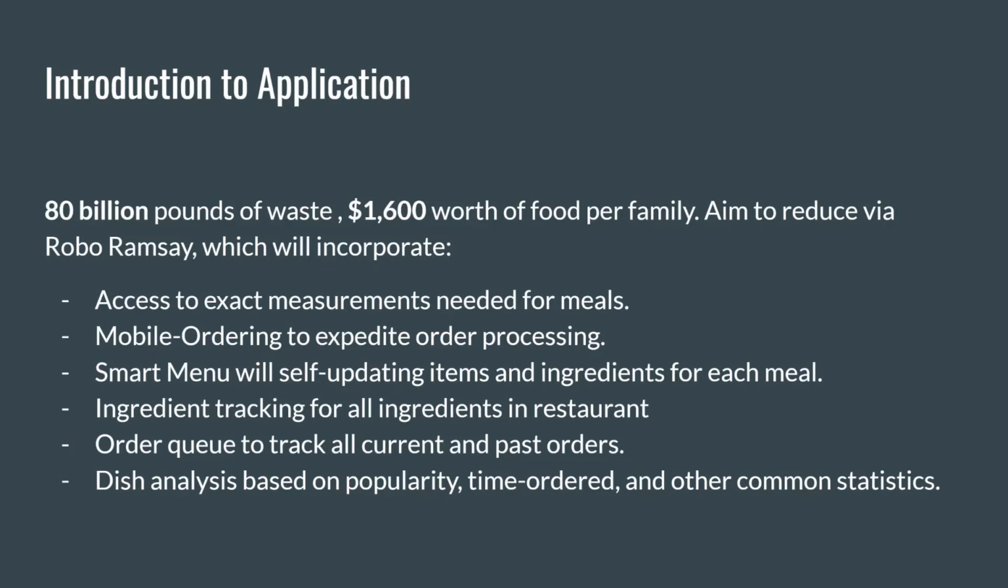a method of ordering for users so that they can place orders on their phones, a smart menu which will self-update based off of the availability of items and certain ingredients, an ingredient tracker which will keep current stock count of each ingredient in the restaurant, an order queue which will track all current and past orders in order to provide statistics, and dish analysis based on popularity, time ordered, and other common statistics to help provide the restaurant various methods in which they can improve as well as cut down on waste.